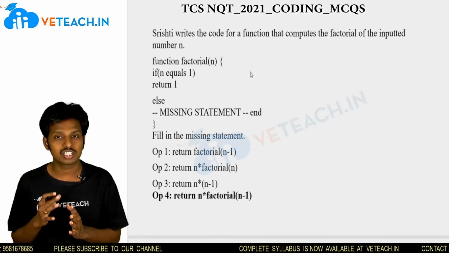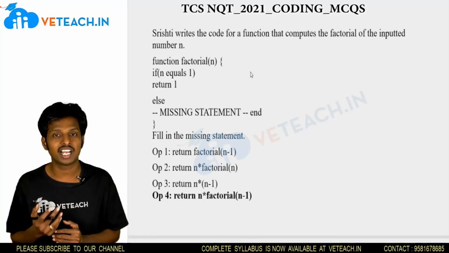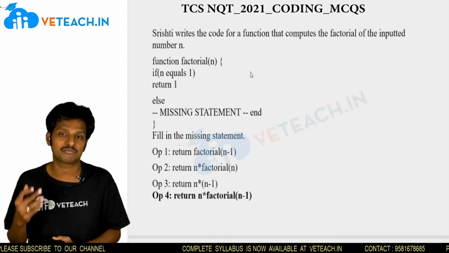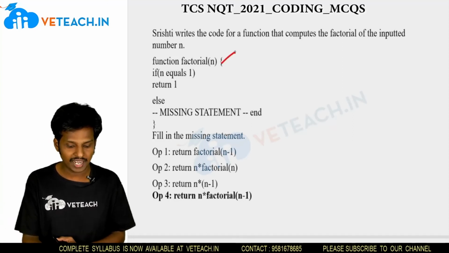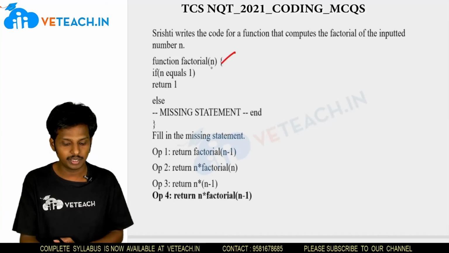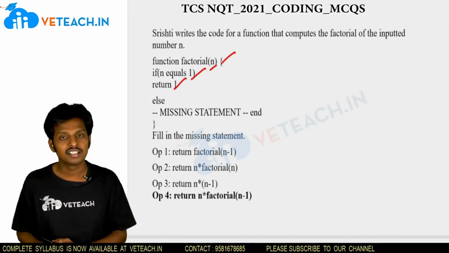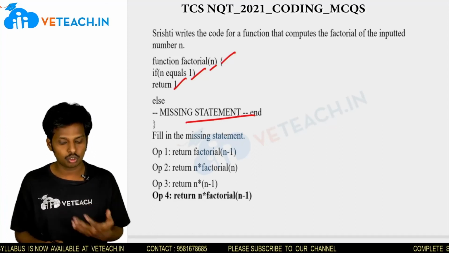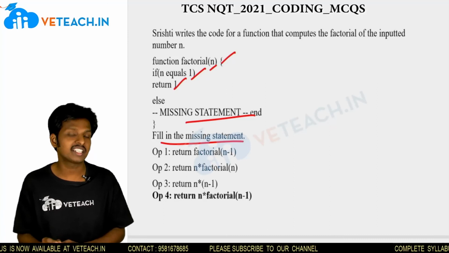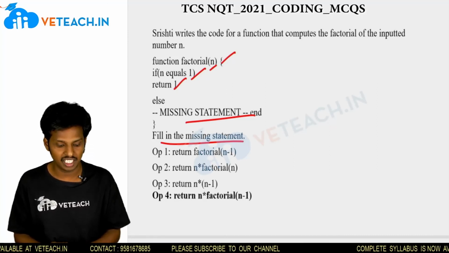So we already know the logic for recursive factorial. If n is equal to 1, it has to return 1, otherwise it has to return n into factorial of n minus 1. So according to the logic, function factorial of n, the n will be taken as an input. If n equals 1, return 1, else missing statement and then n. So the question that was asked is to fill in the missing statement. So what can be replaced in the missing statement has to be identified.